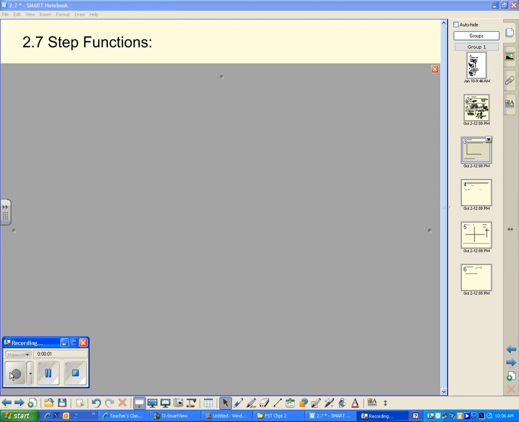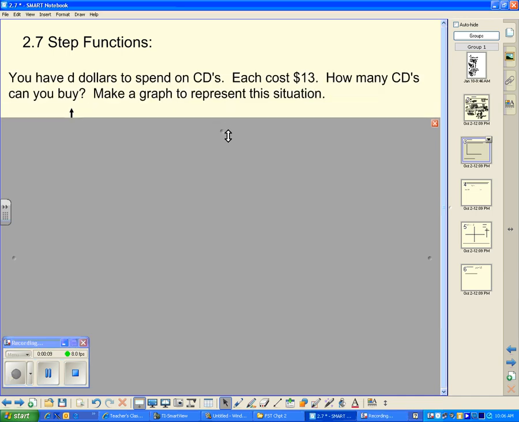2.7 is step functions, and I believe that you guys have seen these either in Algebra 2 or Algebra 3, but it was probably really, really brief, so it's probably not something you talked a bunch about.